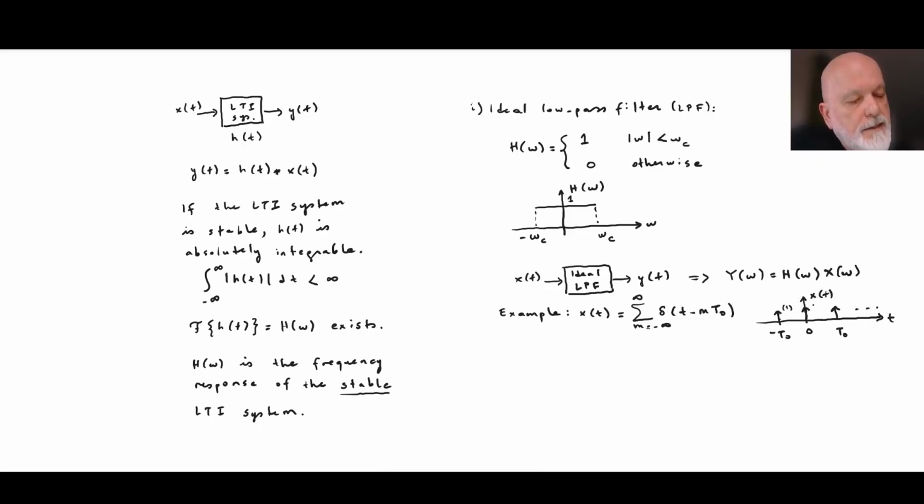All the impulses have unit weights, and we know that x of t has the Fourier series representation given by the sum from minus infinity to plus infinity. The Fourier coefficient is simply 1 over t0, and we have e to the j k omega 0 t. Here, of course, omega 0 is 2 pi over T0.